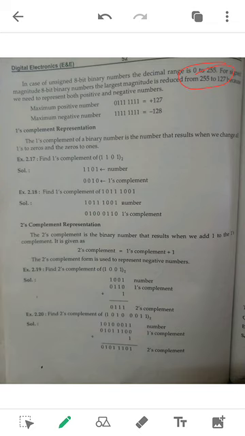So let us see what is a ones complement representation. Ones complement means you have to invert the number. If the number is 1, you have to make it 0. If the number is 0, you have to make it 1. So that is called an inversion or ones complement. So in ones complement, what we are doing, we are inverting the number. If a 1 is there, then you have to convert it into 0. If the 0 is there, then you have to make it a 1. So fine, that is called a ones complement.